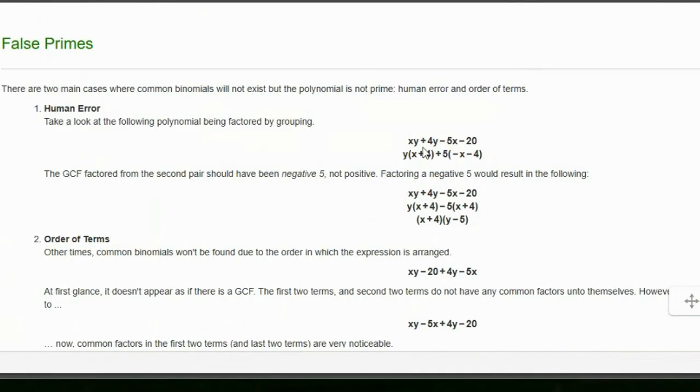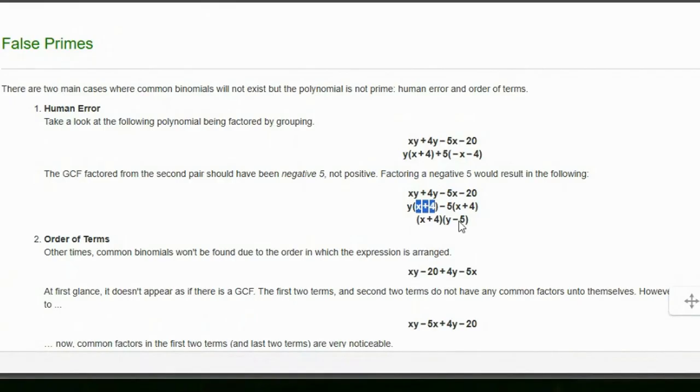Like we have xy plus 4y minus 5x minus 20. It's one of those cases where you factor out y and you get x plus 4. And here you say, well, I can factor out a 5. And that'll leave negative x minus 4. And you're like, okay, well, this must be prime because they're not the same. Well, that's a human error. If you would have factored out a negative 5, then they would both have an x plus 4.